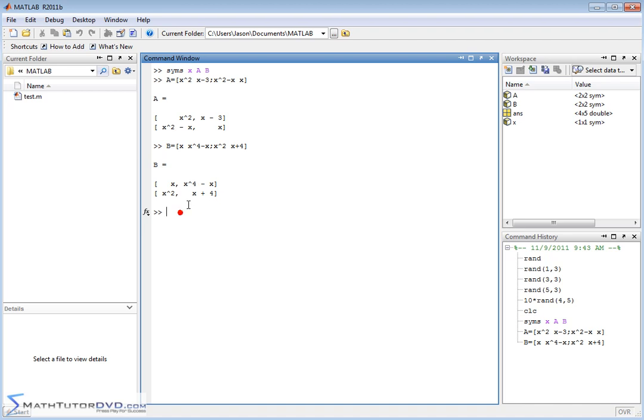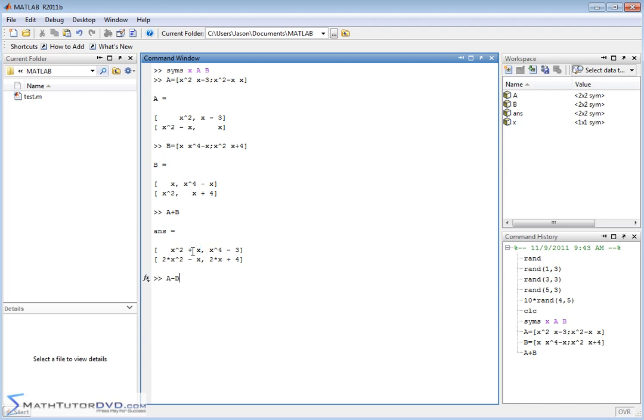So everything we do with these matrices is going to try to keep everything simplified and manipulate them by the rules of algebra, but using these symbols. For instance, I can do A plus B and add them together, and it's going to add them element by element. x squared plus x is going to give me x squared plus x, and it goes element by element and adds them together.